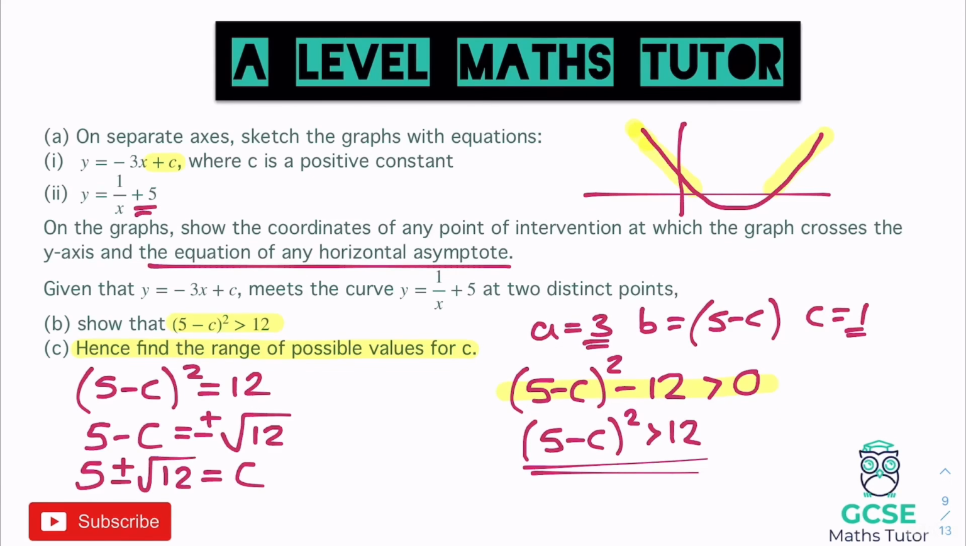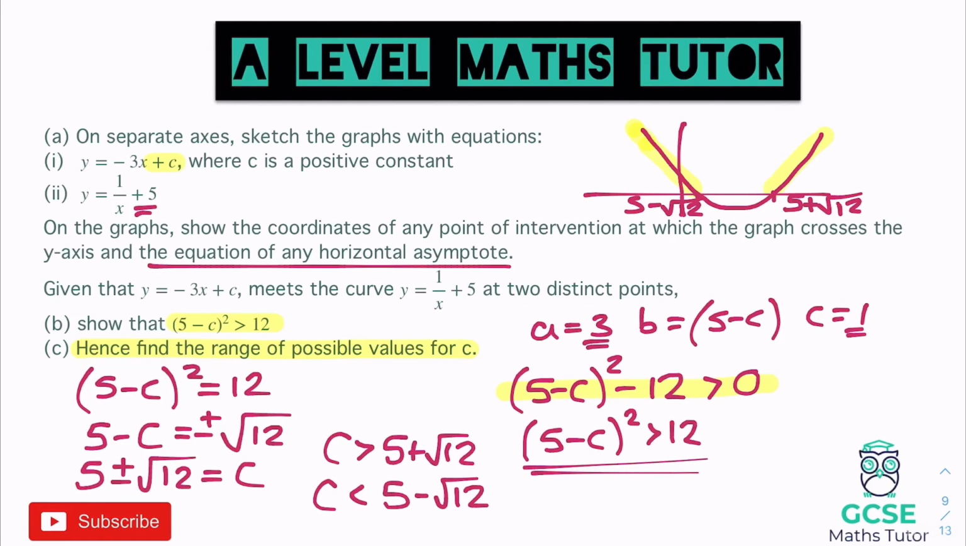Now if we label those on the diagram, we know the larger one there is going to be the 5 plus root 12, and the smaller solution there is going to be the 5 minus root 12. There we go, and there's our two solutions thinking about the quadratic. So in terms of giving our actual answer here, we know that c has to be greater than 5 plus root 12, and for the final one, c has to be less than 5 minus root 12. There we go, and there are our two solutions. They are the range of possible values for c.